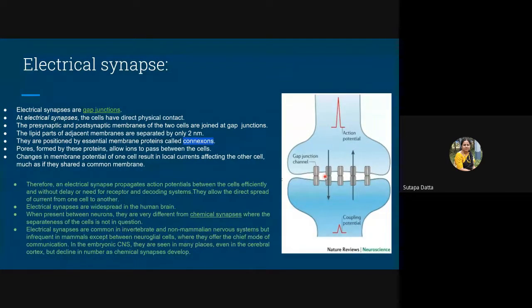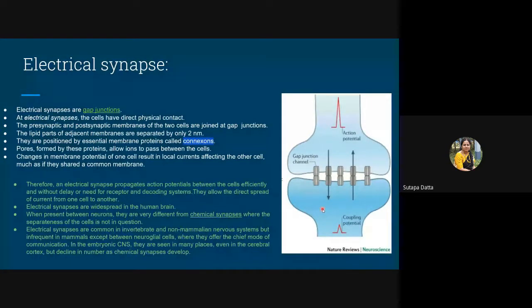Now, if there is any change in the membrane potential of one cell, suppose here there is any fluctuation in the membrane potential, it will be readily delivered to the adjacent cell. So there will be a local current, and that will affect the other cell immediately. It is so immediate that it is as if they share a common membrane. Therefore, an electrical synapse propagates action potential between the presynaptic membrane and the postsynaptic membrane very efficiently and without any delay.